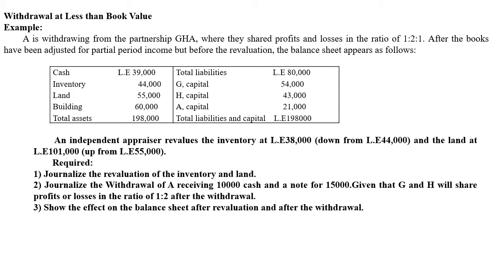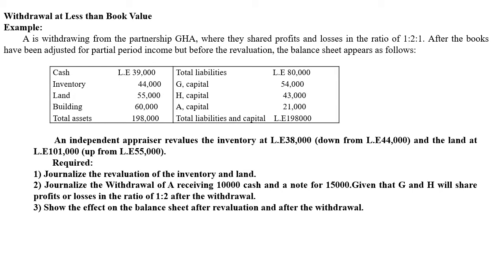But he's not getting the 25,000 right now as cash. He will be getting 10,000 cash and 15,000 will be paid to him later on. So it will be recorded as a liability. But at the end, he's getting a value of 25,000 for his equity. And if you remember from the previous exercise, his capital was 31,000. Now he will be getting 25,000, which is less than the book value of his equity.